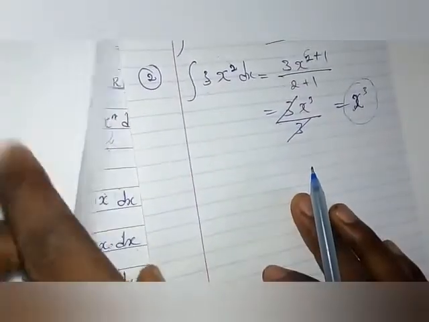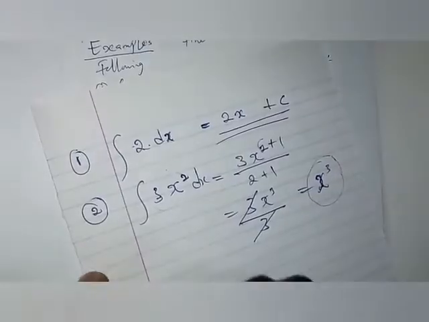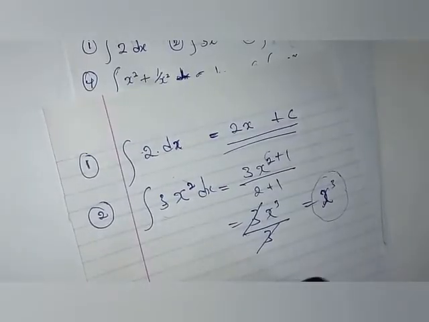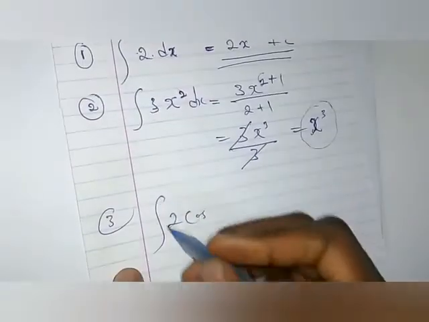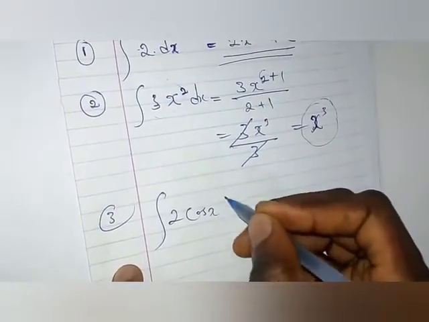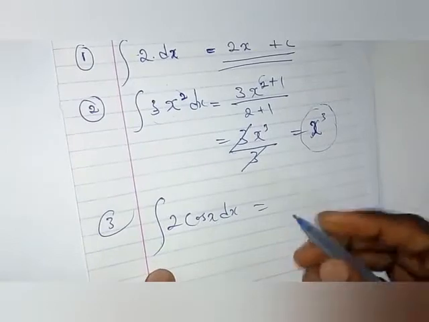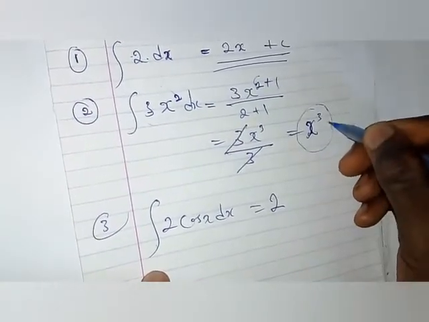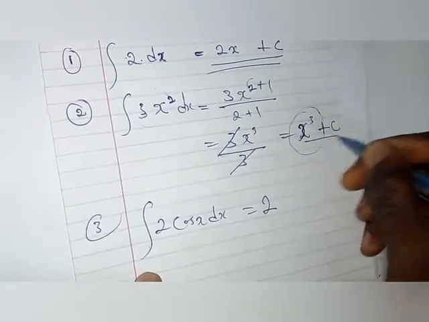So the next question I'm having here with me again is a different number 3. The question is the integral of 2 cos x dx. So for this one, just try to bring out the constant. So plus, sorry, you add your c constant here.